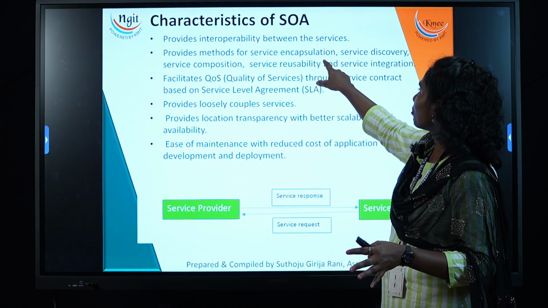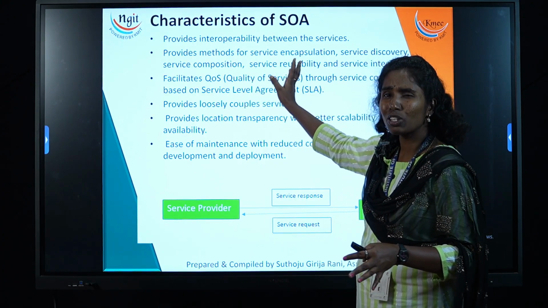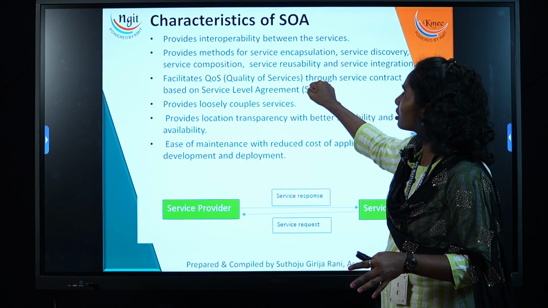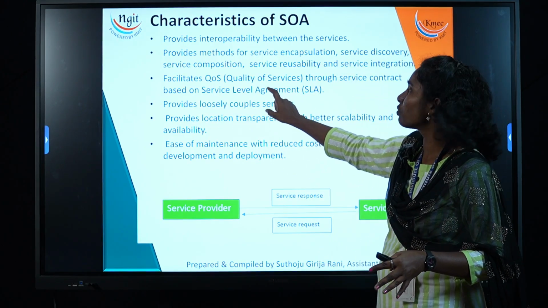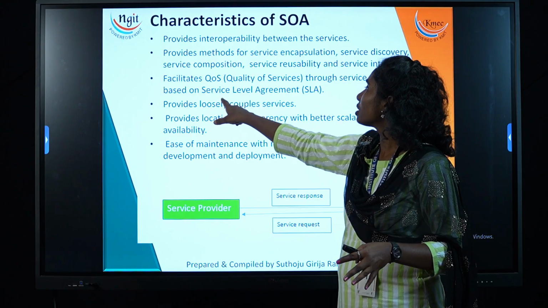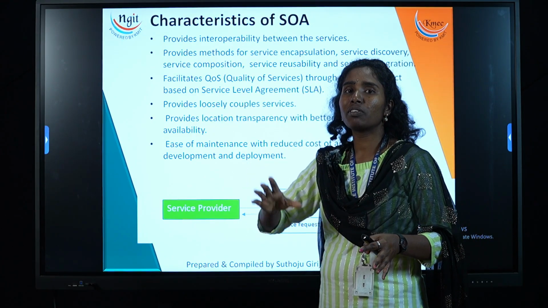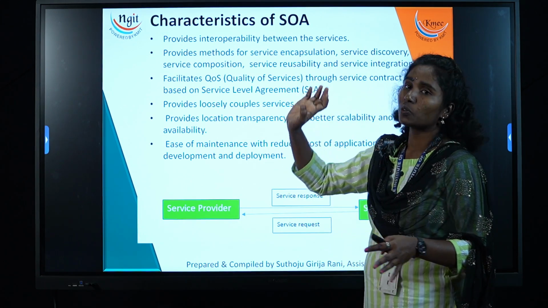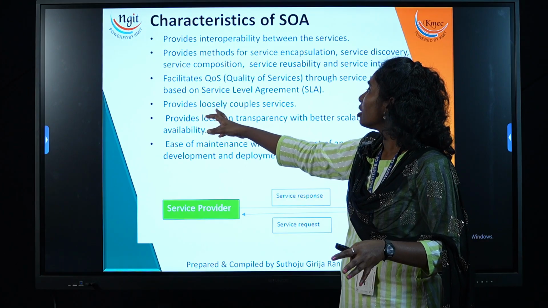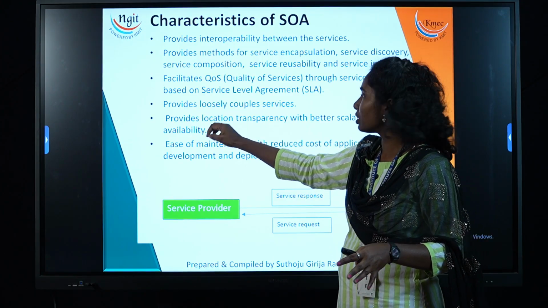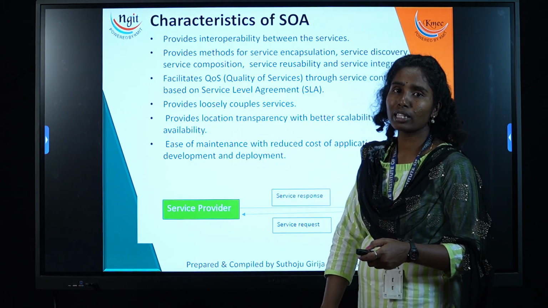Next, as we have mentioned, encapsulation and discovery, reusability, everything integrations. And next, it facilitates quality of service. This is a very important point, depending on the service level agreement. Once we have the licensed version service level agreement, this particular SOA will give all the services which are quality based. Next, these are loosely coupled services, and this can provide transparency and ease of maintenance.